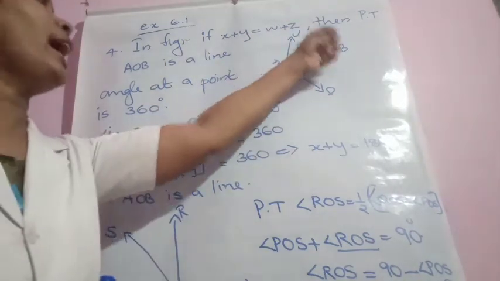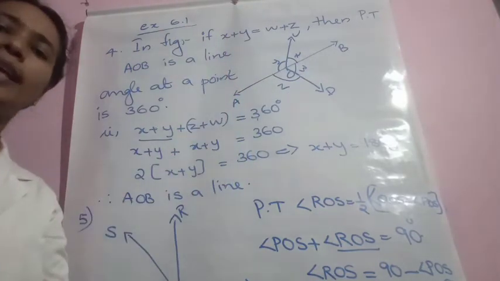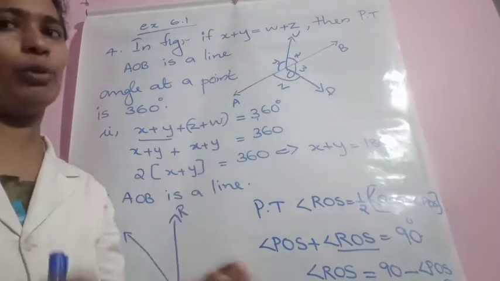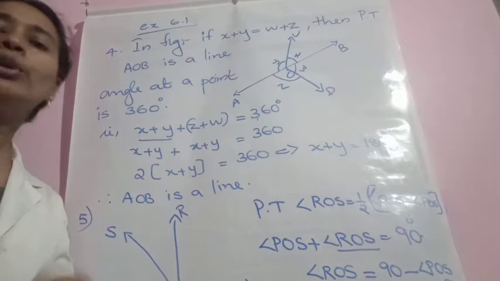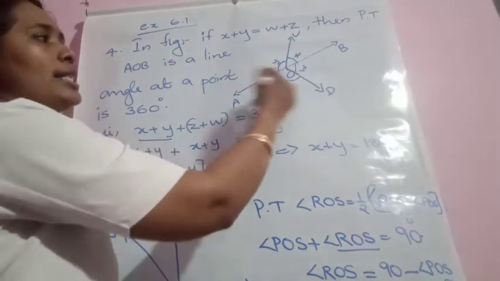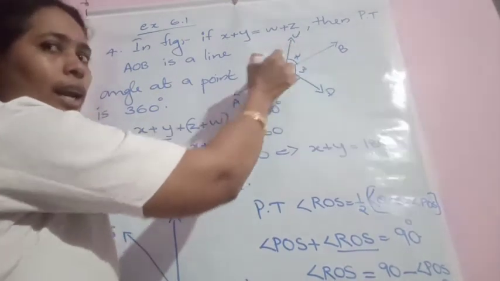That is given to you. But we have to prove that AOB is a line. By seeing the rough figure itself, we can see that AOB is a straight line. But how do we show the same? For showing the same, we can apply this: all the angles are around O.